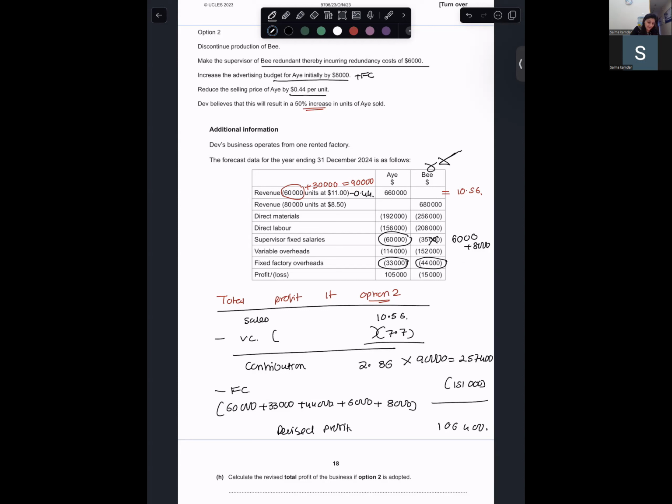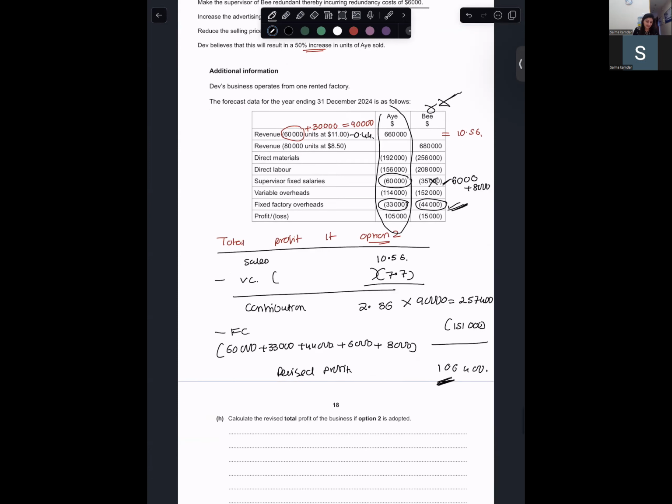Production of B will completely be stopped. So material, labor, everything of I will continue, plus there would be factory overheads for B, plus the redundancy cost and advertisement, and the number of units sold for I would increase. So the revised total profit if the business opts for option 2 is 106,400.